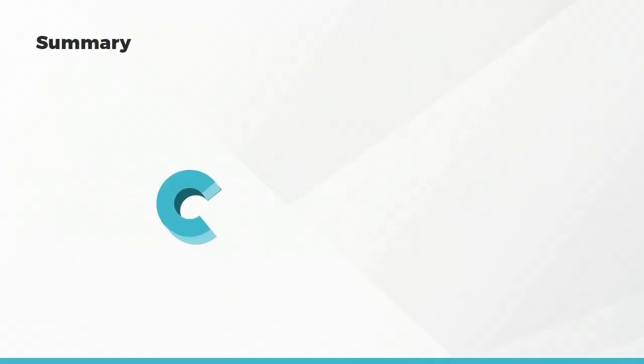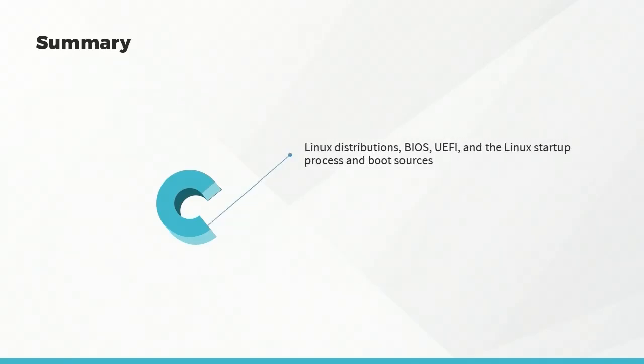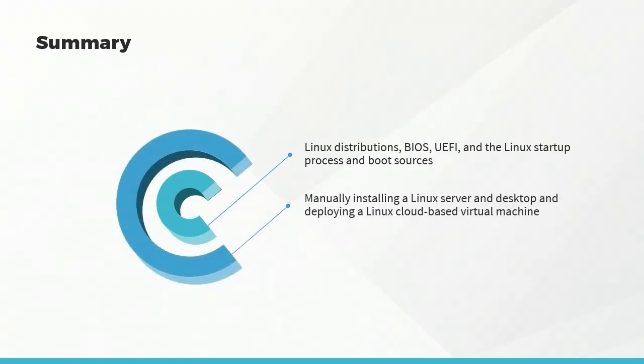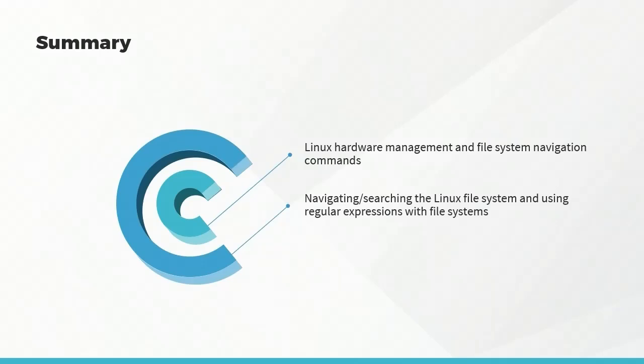So in this course, we've examined how to select and install the appropriate Linux distribution. We also saw how to navigate and search Linux file systems. We did this by exploring various Linux distributions and their use. We discussed the BIOS, the UEFI, and the Linux startup process and boot sources. We then manually installed a Linux server and a desktop, and we deployed a Linux cloud-based virtual machine. Next, we discussed Linux hardware management and file system navigation commands. We then navigated and searched the Linux file system and used regular expressions with file systems.